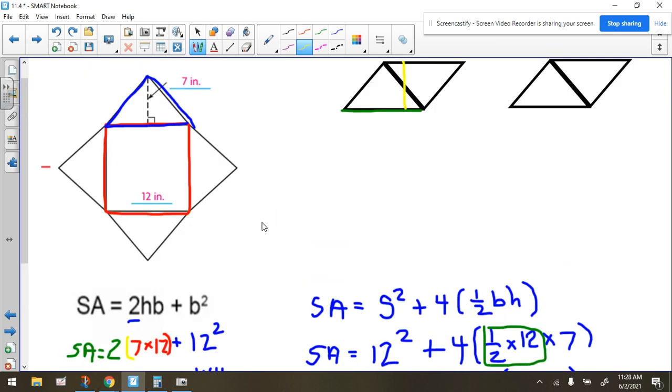And again, this will not work for a triangular pyramid. This is for square pyramids only. So that base has to be a perfect square. If it's a rectangle, then this is a no-go. Don't use this formula. If you're talking about a rectangular pyramid, it has to be a square pyramid, which means that all the lines around that base are equal and congruent.